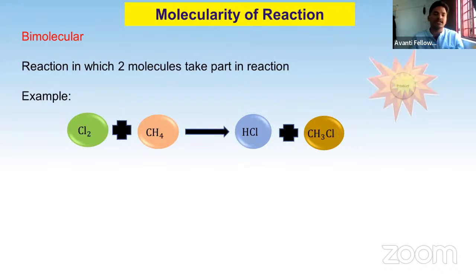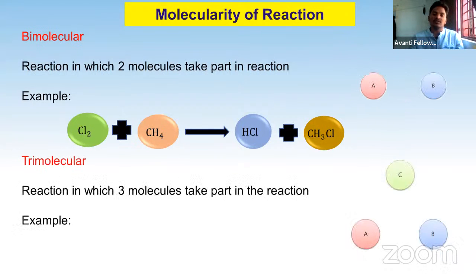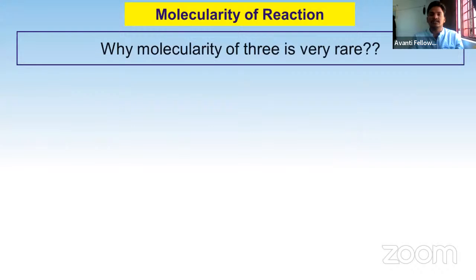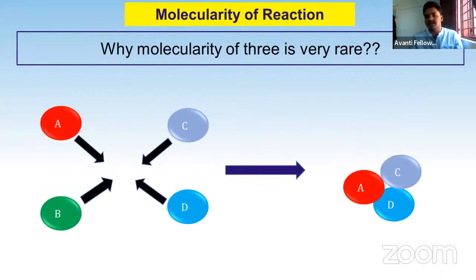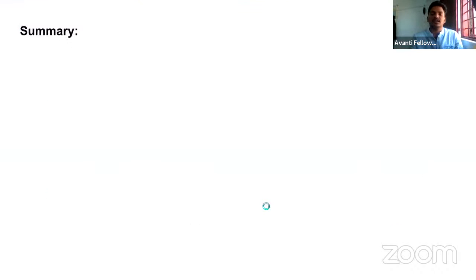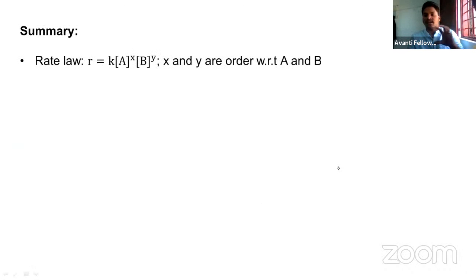In summary, we have discussed the rate law: R is equal to K into A to the power of X and B to the power of Y, where X indicates the order of reaction with respect to A, and Y indicates the order of reaction with respect to B. Clear? Now, an elementary reaction takes place in one step.